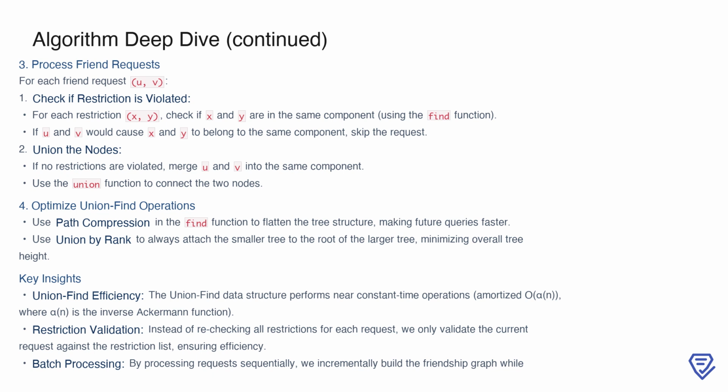To make these operations efficient, we apply two key optimizations to the union find structure. The first is path compression, which speeds up the find operation by flattening the tree structure whenever we access a node. The second is union by rank, where we always attach the smaller tree to the root of the larger tree, keeping the overall structure balanced. These optimizations ensure near constant time performance for each operation, even as the number of requests grows.